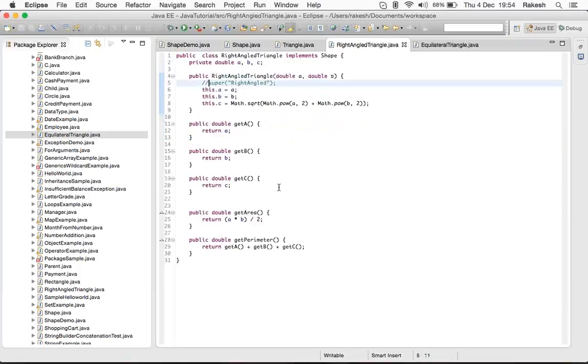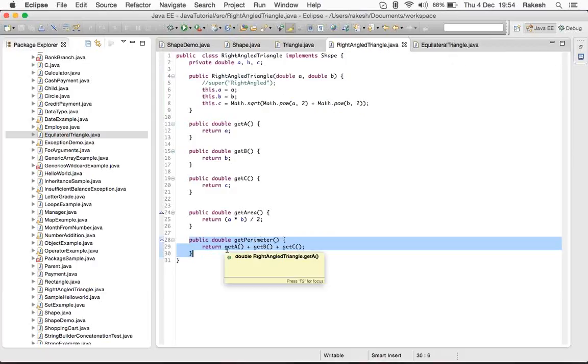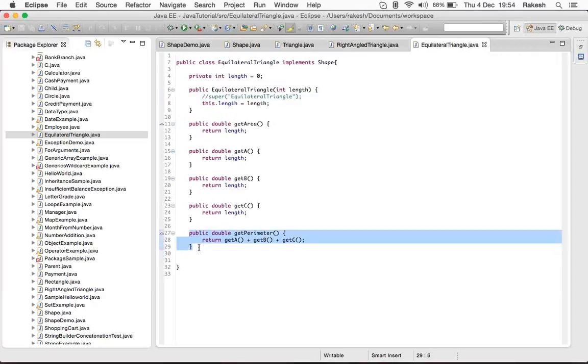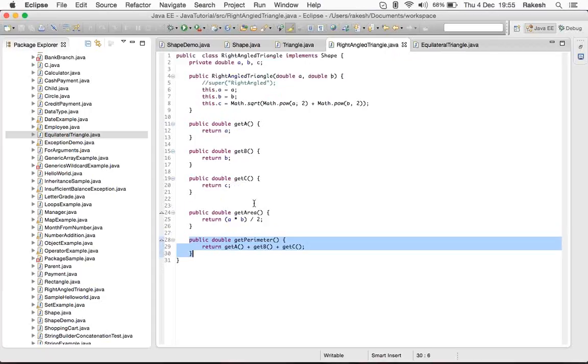Now, what is the problem? One problem with this is, these both are a type of triangle, and they are duplicating the get perimeter method. The logic is the sum of 3 sides, A plus B plus C. Here also the logic is the same. So generally you should not duplicate the logic. It is treated as a very, very bad practice. You should move this to a common place which can be utilized by both the triangles. You should write code once and reuse the code.